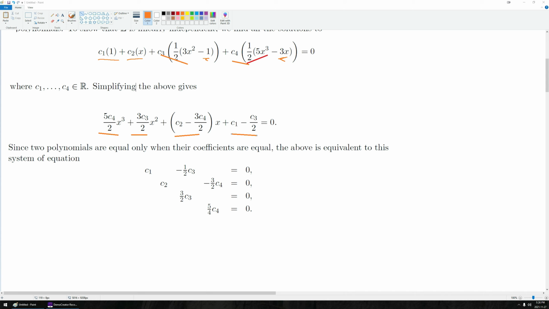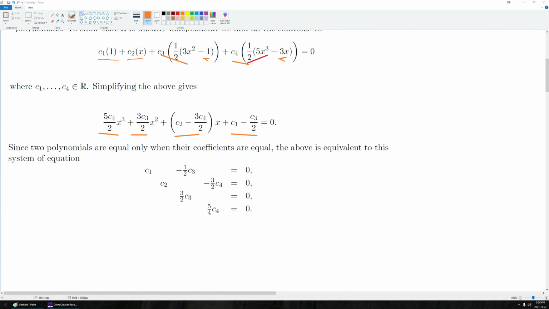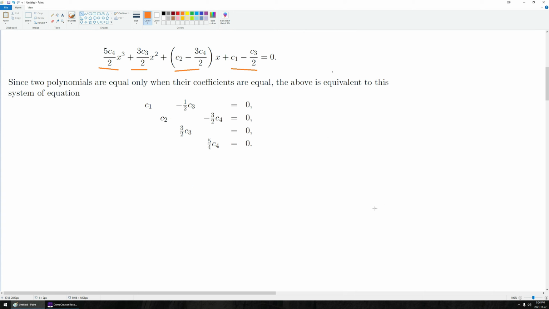Okay, so my goal is to show that the only solution to this is when C1 is equal to C2 is equal to C3 is equal to C4, all equal to 0. If I can show that, then I know this is linearly independent.